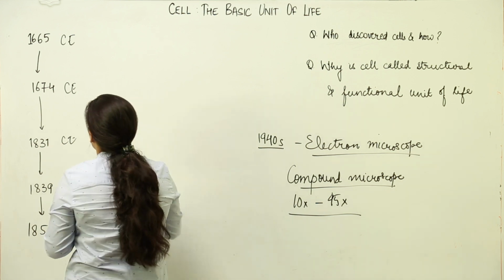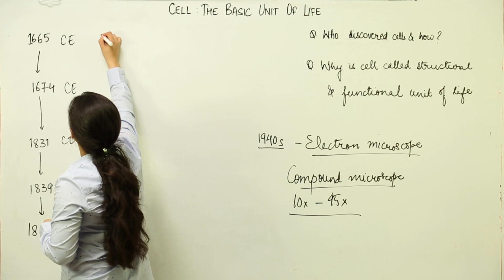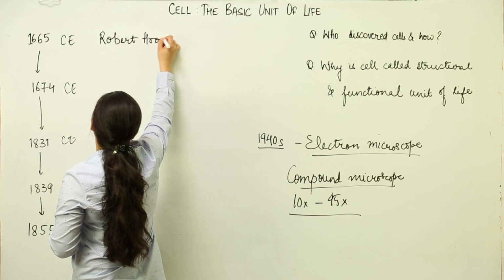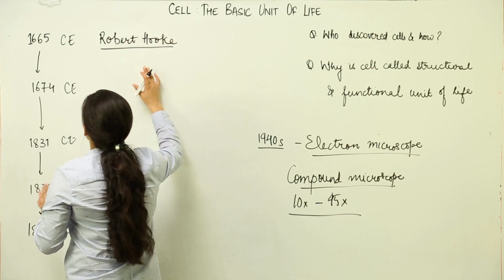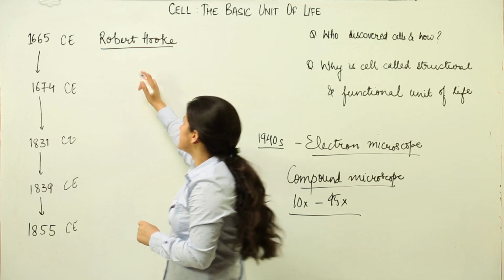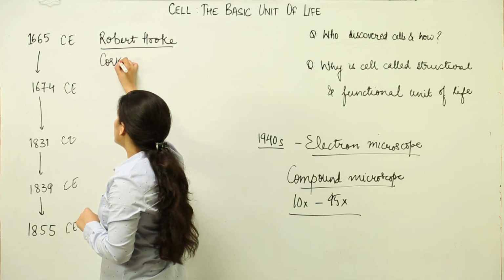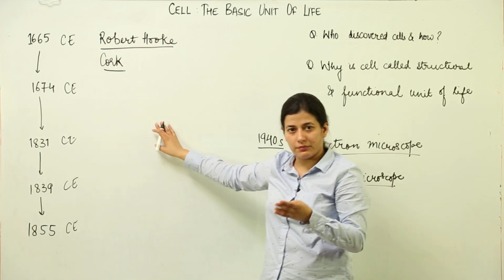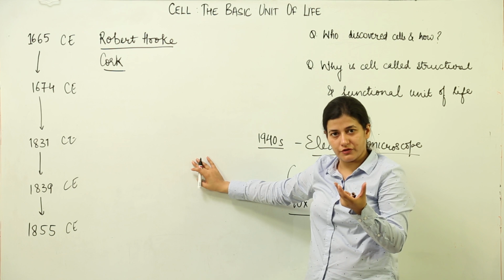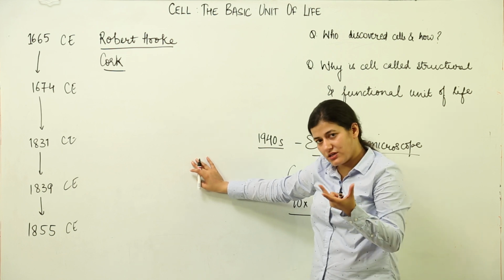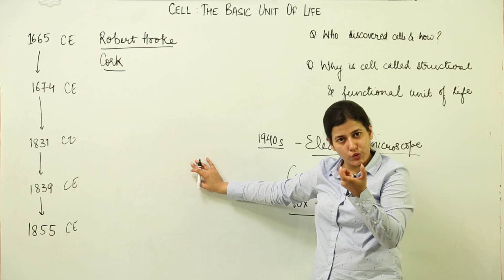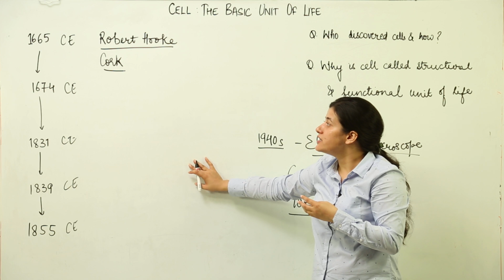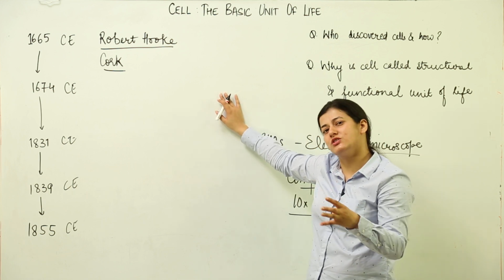So we have the name of the first person, Robert Hooke, in 1665, who first observed cells. Where? In cork. Now what is cork? Those who play cricket must know there is a cork ball, which you often use instead of a leather ball. Otherwise you must have seen a corkscrew, present in bottles for closing wine bottles especially. So this cork is just the bark of the tree.